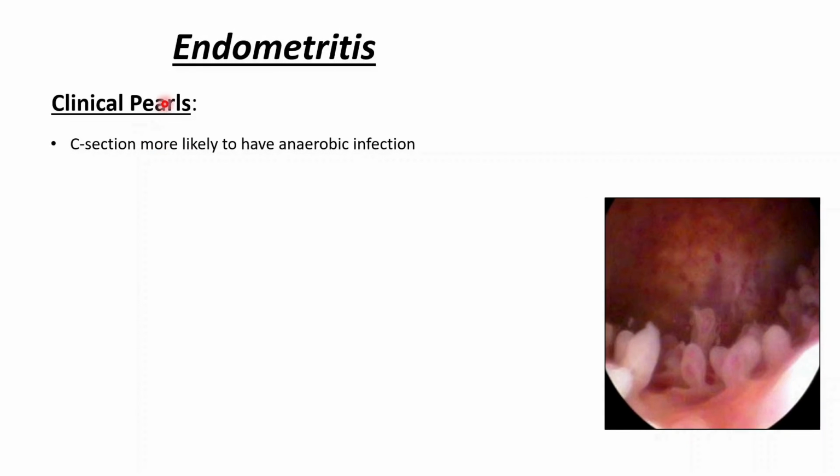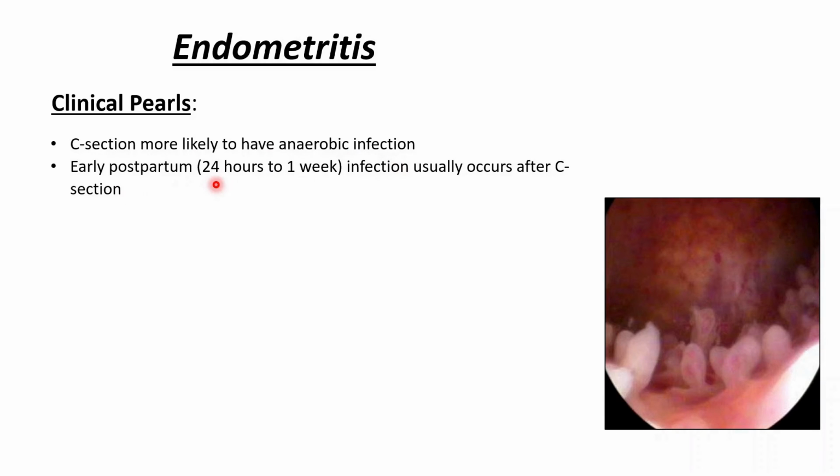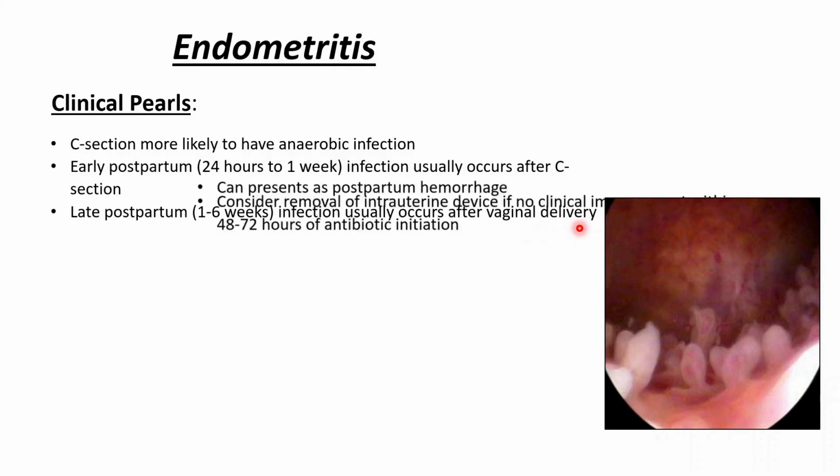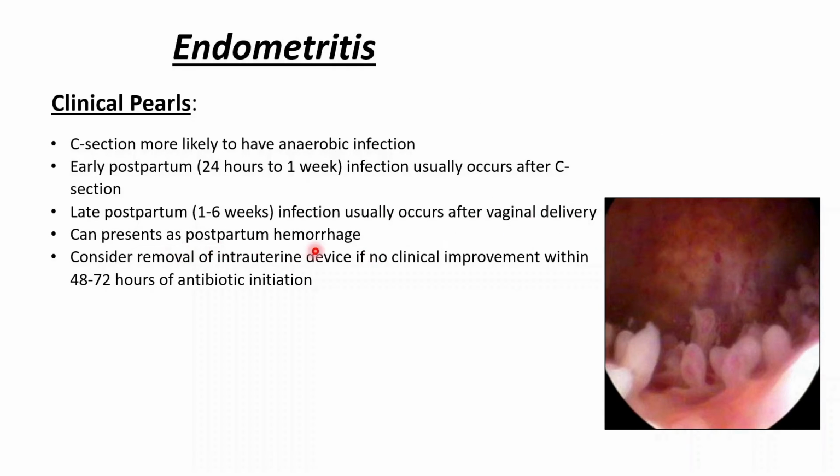Some clinical pearls regarding endometritis. When patients have had a C-section, they're more likely to have an anaerobic infection. 1 day to 1 week postpartum, in other words, early, infection usually occurs after C-section. Late postpartum, 1 to 6 weeks after giving birth, infection usually occurs after vaginal delivery. Can present as postpartum hemorrhage. Consider removal if intrauterine device is present. Consider this if there's no clinical improvement within 48 to 72 hours of antibiotic initiation.